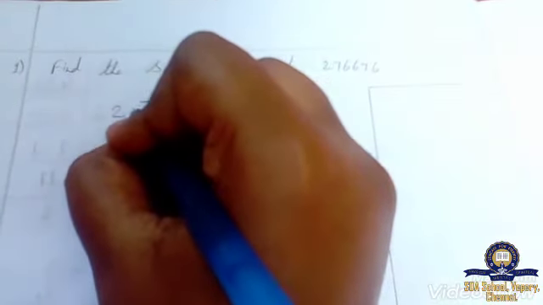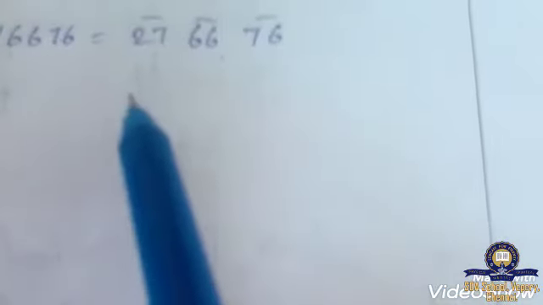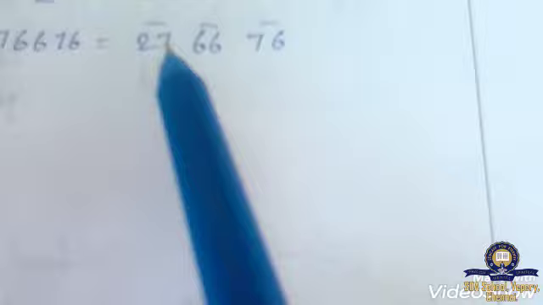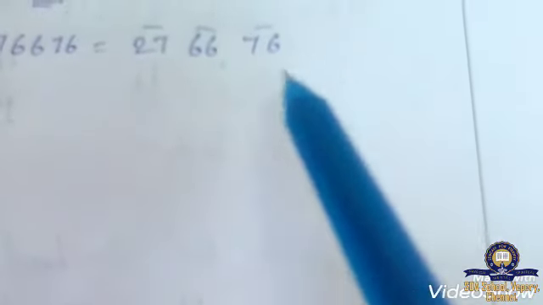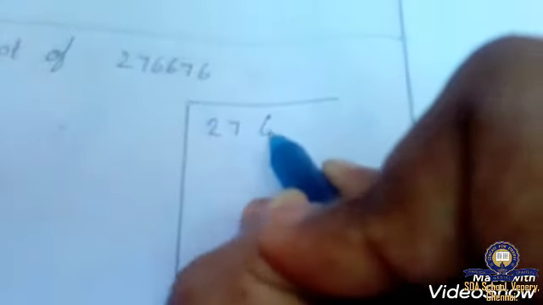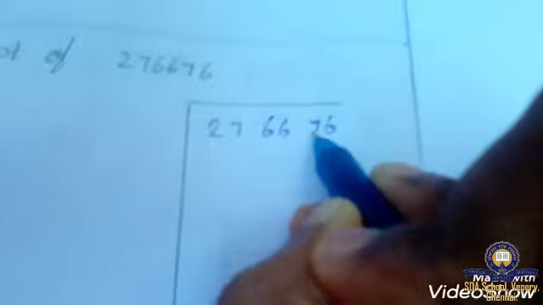To find this, first of all we are going to pair the terms. Pair the terms from right to left. So I get the first pair is 27, the second one is 66, and the third pair is 76.